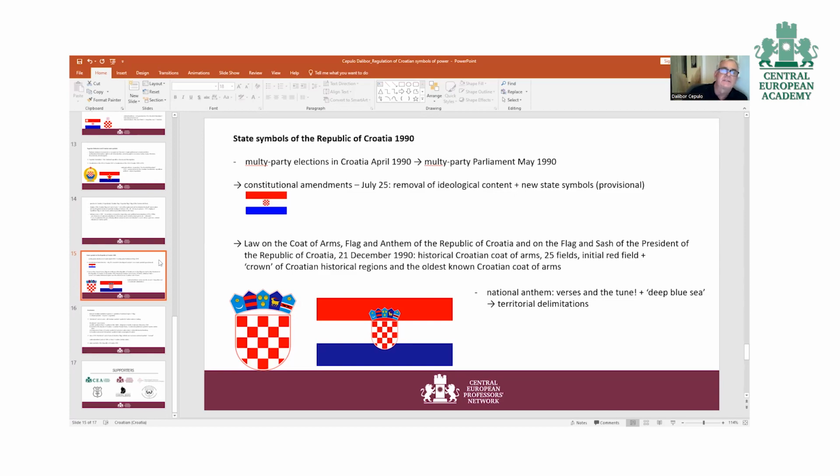symbols of the new state, based, of course, on the same symbols, the flag and the checkered coat of arms. First, as provisional symbols, not well defined. Only 6 months later, they were defined in a very detailed law, which very precisely defined these symbols. These are the symbols of the contemporary Republic of Croatia. They are based, again, of course, on the Croatian historical symbols. This time amended with the crown.